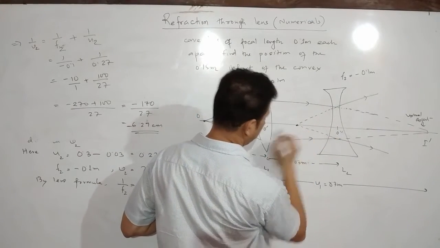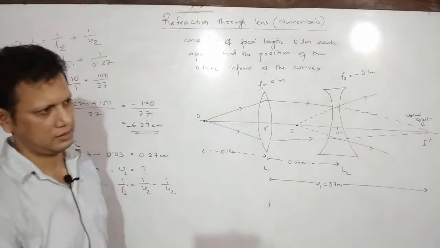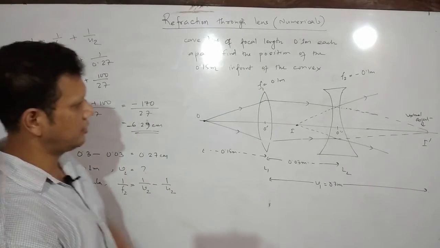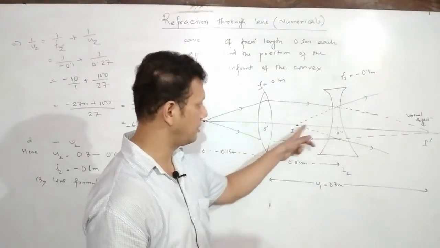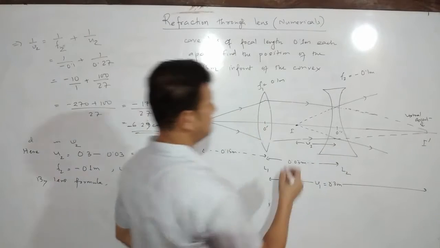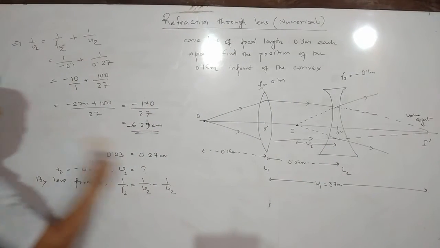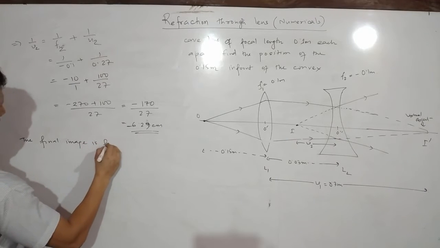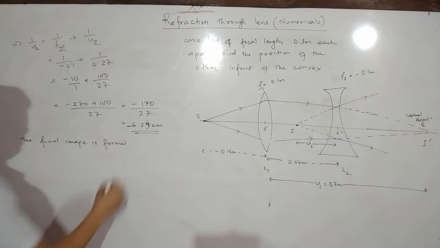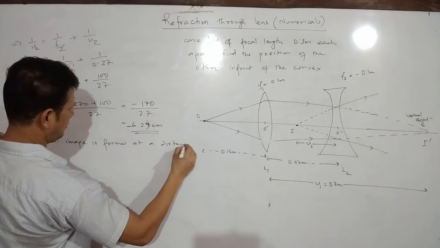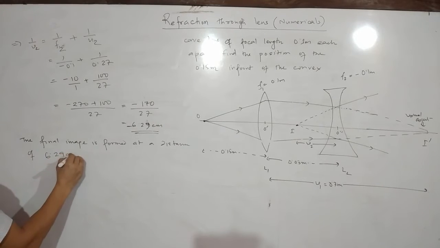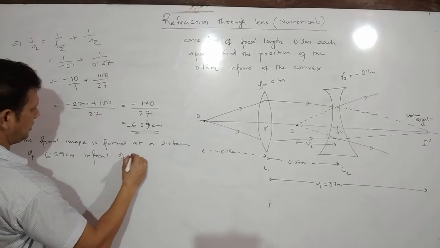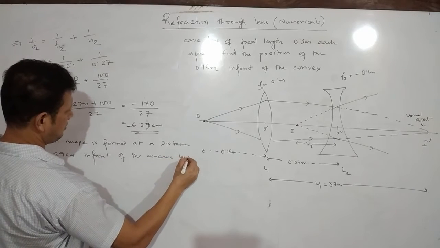When we produce these two backward, they meet here, and this is the final image, which is formed at a distance of 6.29 centimeter from the concave lens. So this distance we have found, which we named v2. So lastly, the answer: the final image is formed at a distance of 6.29 centimeter in front of the concave lens. So this is the answer.